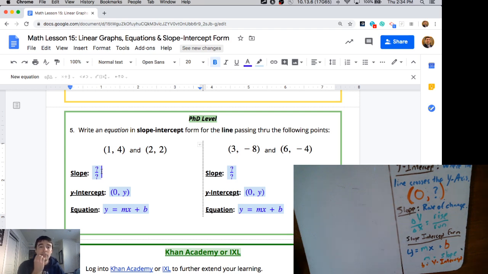So again, to recap for this last problem, number 5, I need to write equations to match a line that goes through these 2 points. And I'm going to first measure the slope because I don't know what the y-intercept is yet. I don't have the benefit of looking on a graph.